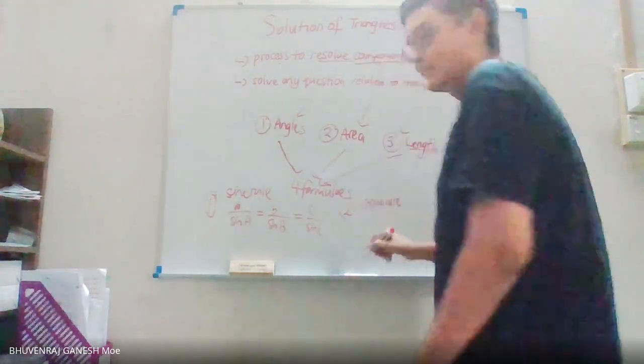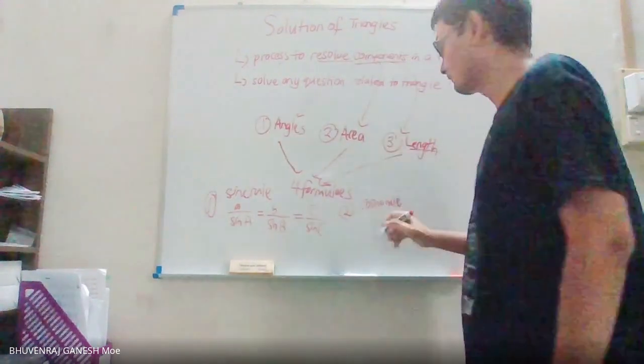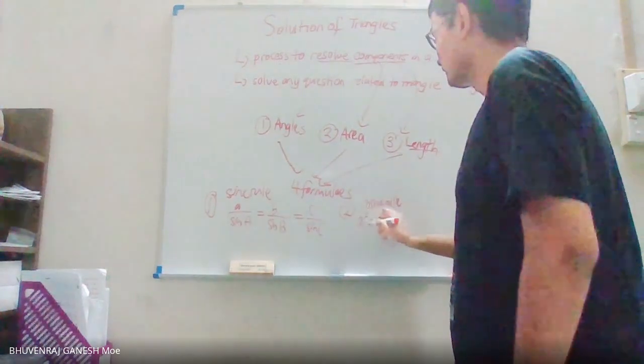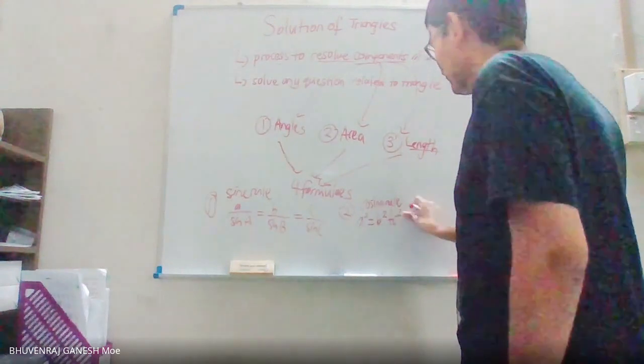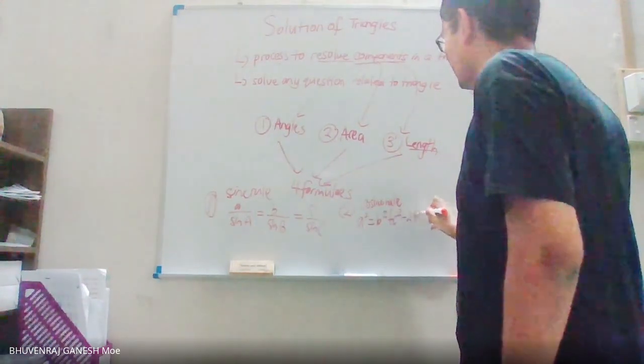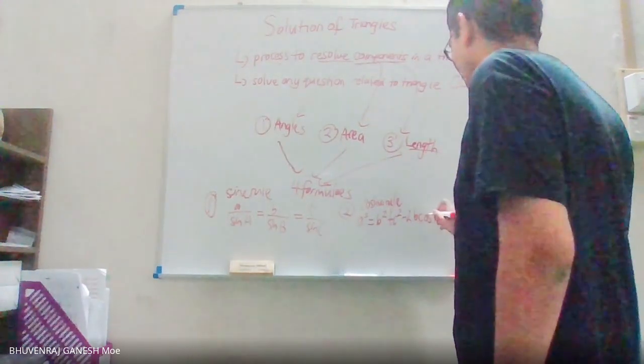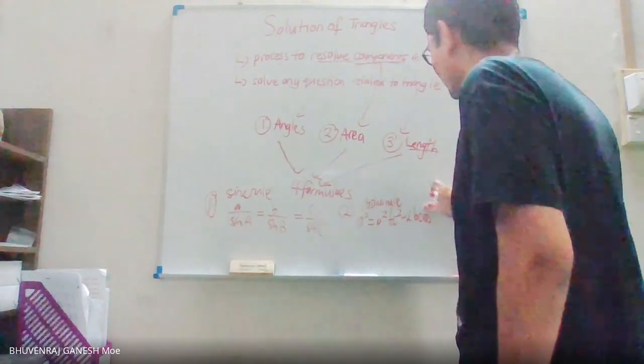Usually in the textbook, they'll have three things for the cosine rule, but actually it's the same thing. So I remember only one: A square equals B square plus C square minus 2BC cos A. This is one of the formulas. It applies the same way.